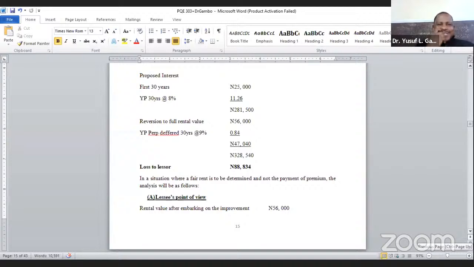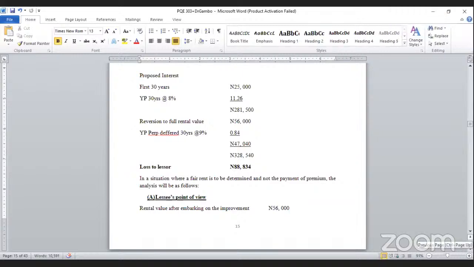So when you add up, you have 328,540. Loss to the lessor, loss to the landlord, is 88,000. When you subtract 328,540 from 417,374, you have 88,834. That is the lessor's loss.